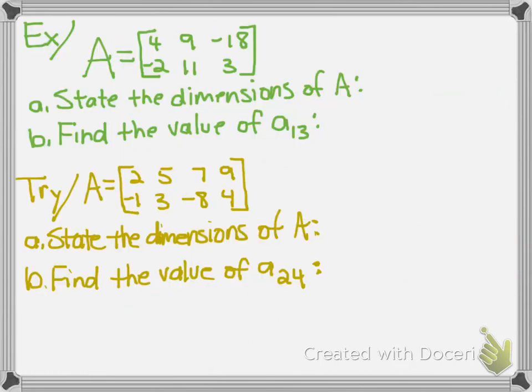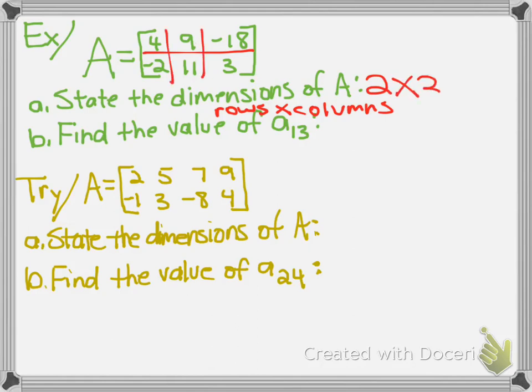First example, we have matrix A with the following elements. I want you to state the dimensions of A. The dimensions means the rows by the columns. So how many rows does matrix A have? It has 2 rows. So it's a 2 by, how many columns does it have? It has 3 columns. So it's a 2 by 3 matrix.